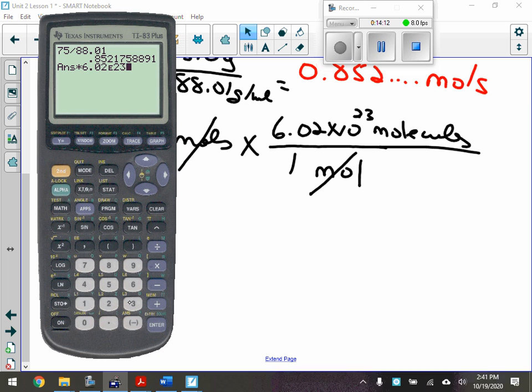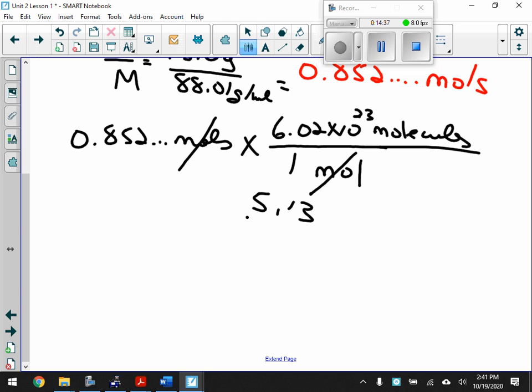Now, do not put E and then put another 10 in there or times 10 or something. No. E means times 10 to the power of, then you just put the exponent. Basically, the E means exponent 23 with a base of 10. That's what it means. And when you type that in, you'll get 5.13, 3 significant digits right there, times 10 to the 23 molecules.